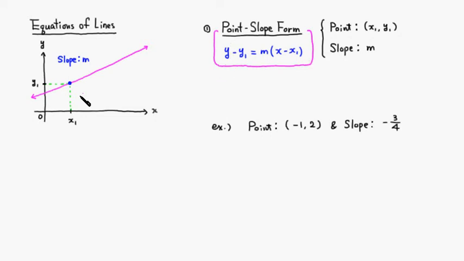Let's look at this picture here. You have a line and it's going to go through the point x1 comma y1 and the slope is m. We want to see that any point on this line has to satisfy a certain equation. So let's say I pick a random point, x comma y.